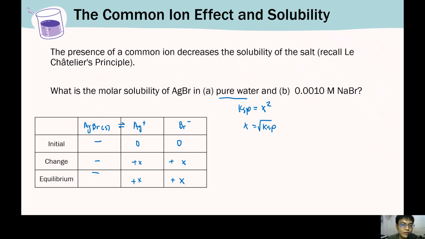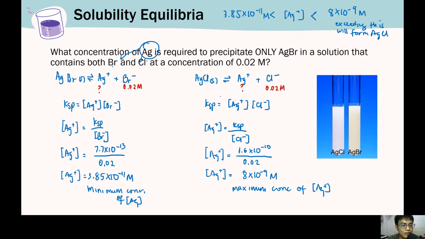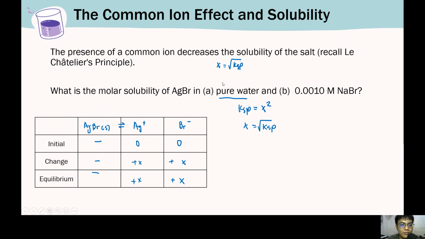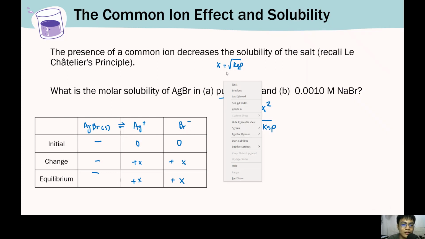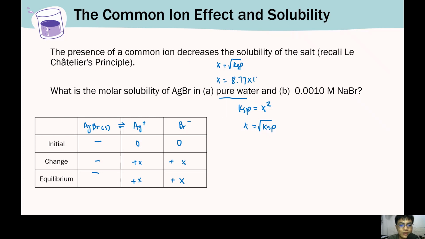Paano naging x squared yan, sir? Ag times Br. So in pure water, x equals the square root of the KSP of AgBr. What is the KSP of AgBr? 7.7 times 10 raised to negative 13. So that gives 8.77 times 10 raised to negative 7. That's its solubility, 8.77 times 10 raised to negative 7 molar.